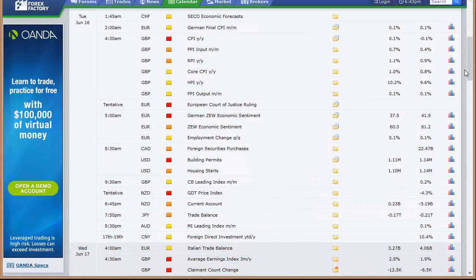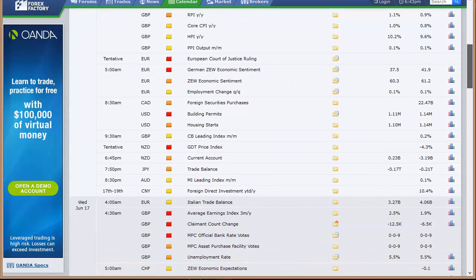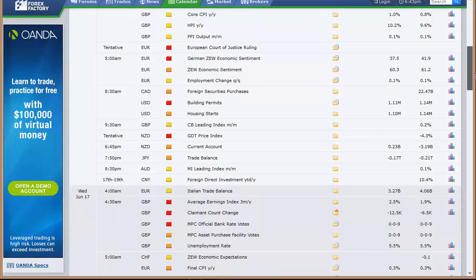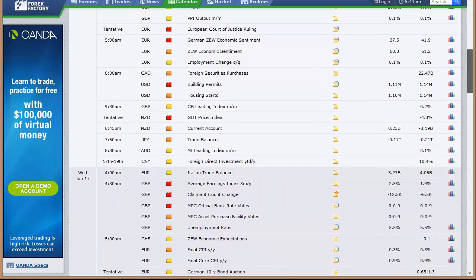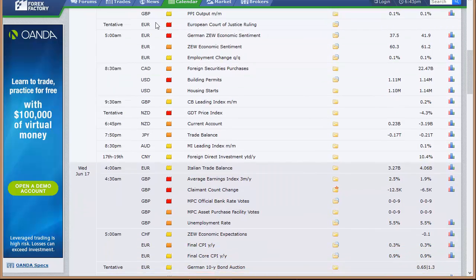Going into Tuesday, Germany has their final CPI. UK has all their inflationary numbers, the CPI, the PPI, the RPI, and the HPI all come out at once. It's a good way to do that, really. European Court of Justice ruling. Not sure what that one is. German ZEW economic sentiment and European ZEW economic sentiment, and then the employment change out of Europe.